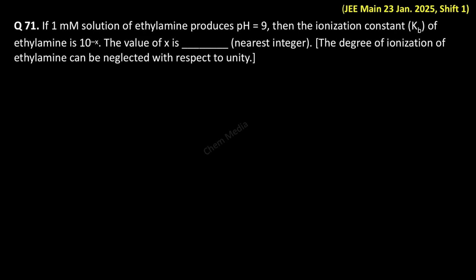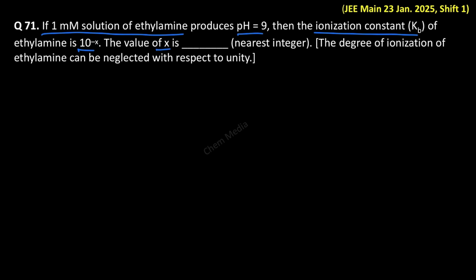Hello everyone, here's a question from ionic equilibrium. If 1 millimolar solution of ethylamine produces pH equal to 9, then the ionization constant Kb of ethylamine is 10 to the power minus x. What is the value of x?